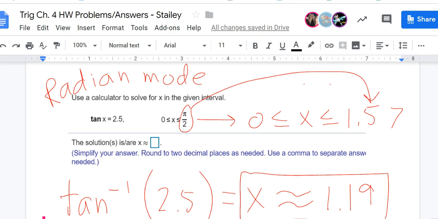How do you get rid of tangent from both sides of this equation? What do you do to get rid of tangent? Don't tell me divide. What's the opposite of tangent? Not tan to the negative. Tangent inverse, right? So if you take the tangent inverse on that side, you would get x. And you take tangent inverse on the other side, you get 1.19 on your calculator. Is that between 0 and 1.57? Yes, it is. Therefore, that's the answer to my question.